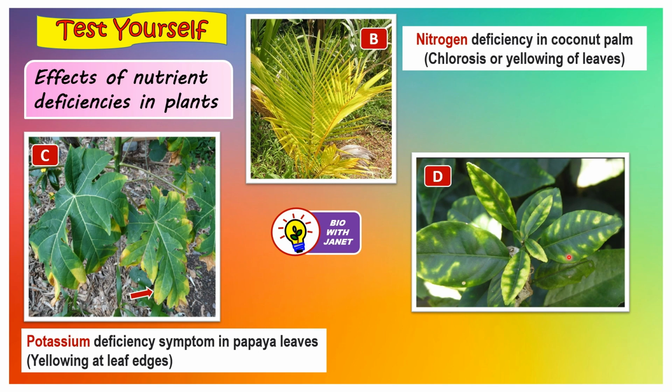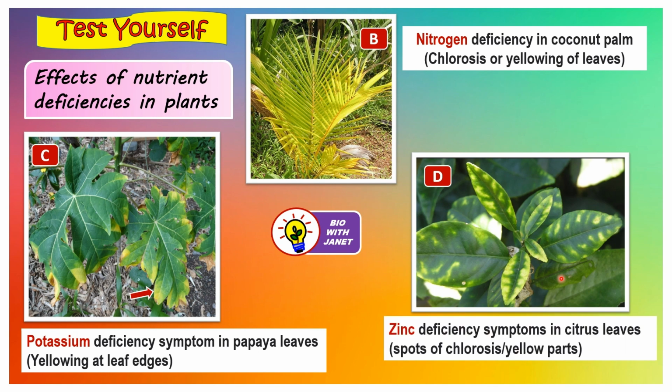Now, lastly, let's look at this plant, this photo here. So this tree is a citrus tree. Citrus trees produce limes and oranges and so forth, all right, the sour fruits. So what is the deficiency here due to? Lack of what micronutrient?